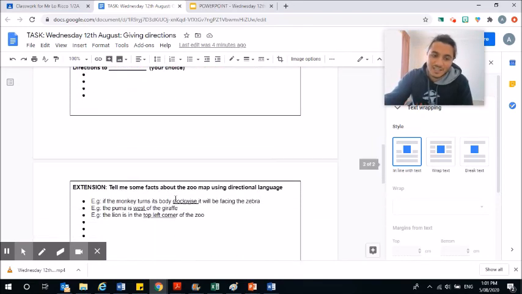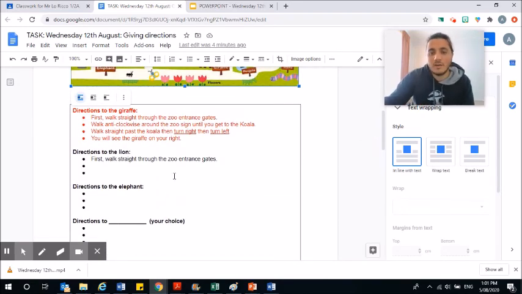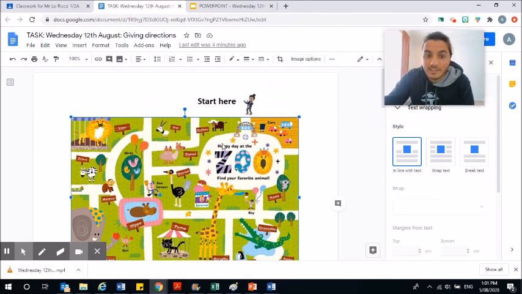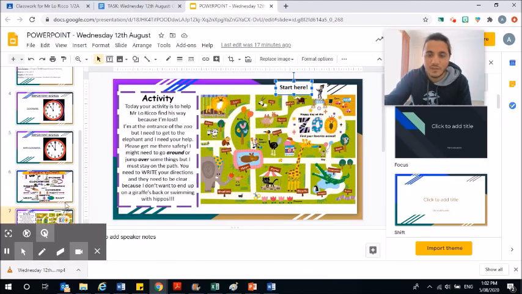There is an extension task down below, so if you would like to do that, you can watch the video of the extension task in the PowerPoint. You can go back to the PowerPoint and you'll find the video at the bottom. All right, good luck.